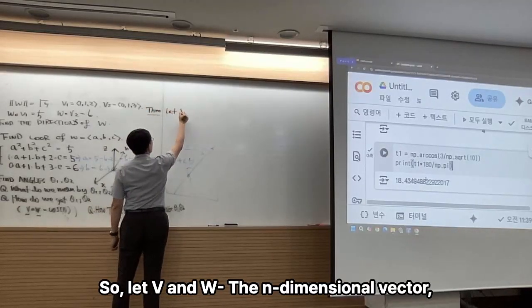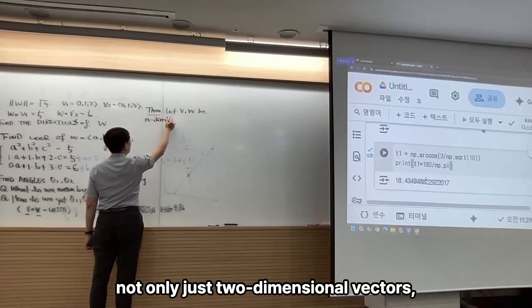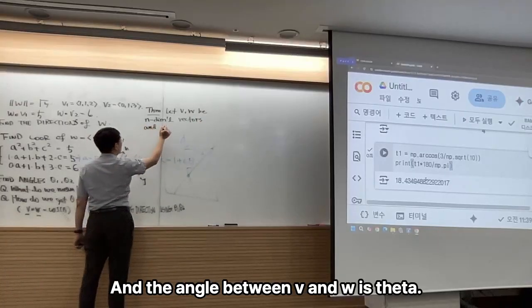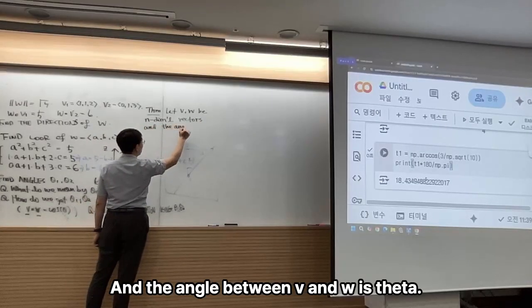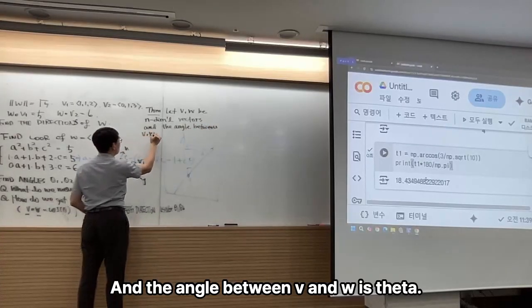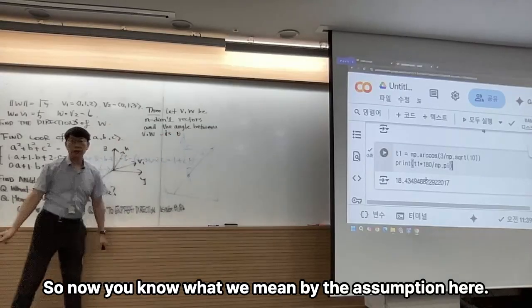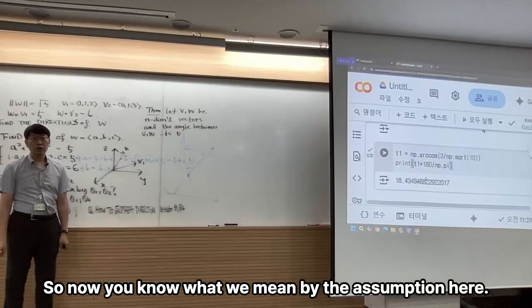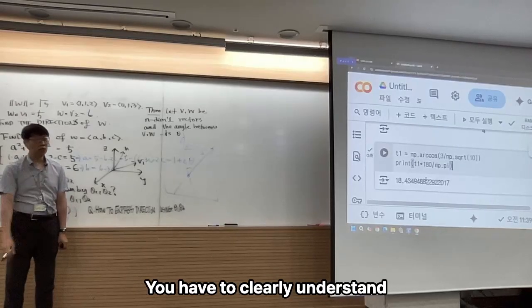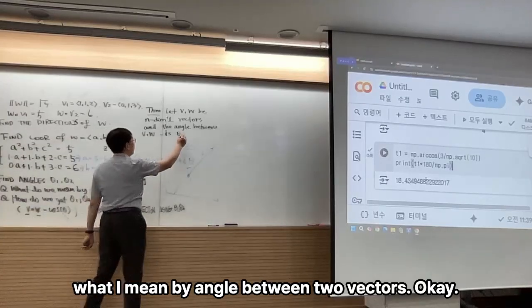So let V and W be n-dimensional vectors, not just two-dimensional vectors, n-dimensional vectors. And the angle between V and W is theta. So now you know what we mean by the assumption here. Because if the assumption is not clear, then the theorem doesn't make sense. You have to clearly understand what I mean by angle between two vectors. Okay?